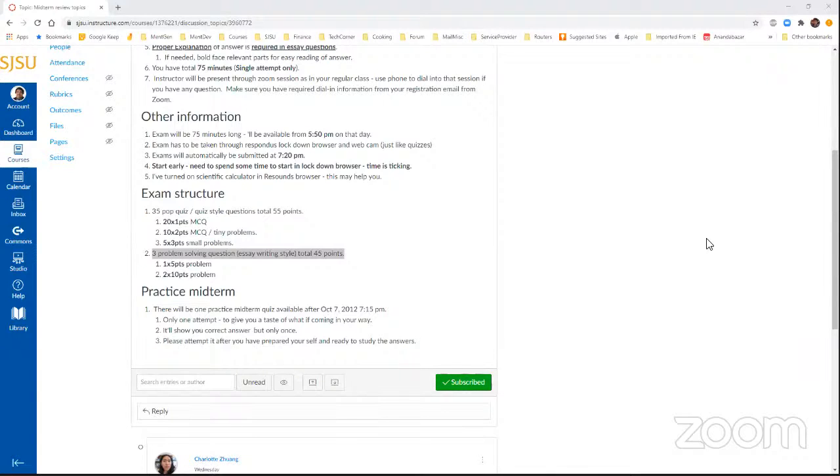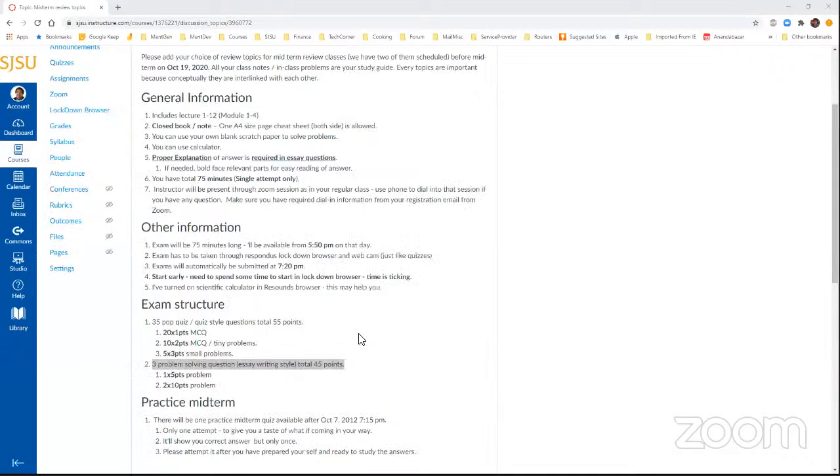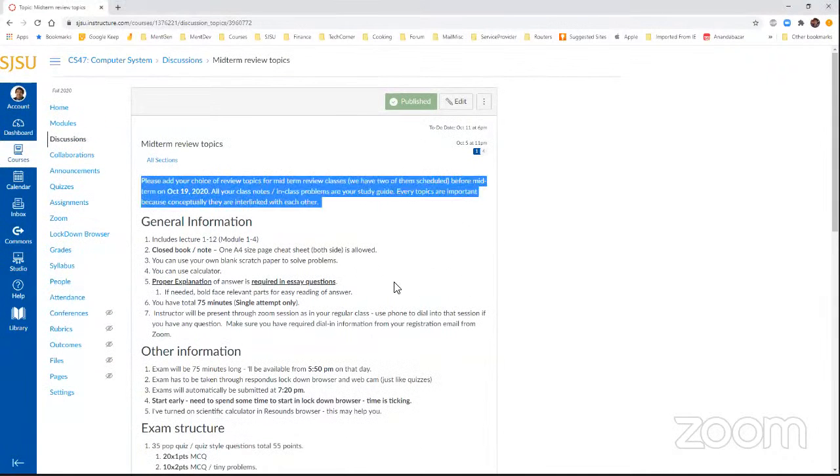One practice midterm quiz is already available. It is one attempt to give you a taste of what is coming your way. It will show you the correct answers, but only once. So attempt that if you think you are really prepared. This practice will be exactly like the midterm environment, like the Respondus lockdown browser, so that you get a feel of the actual midterm coming up on October 19th. Questions?